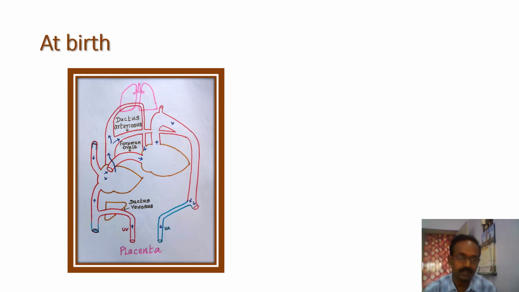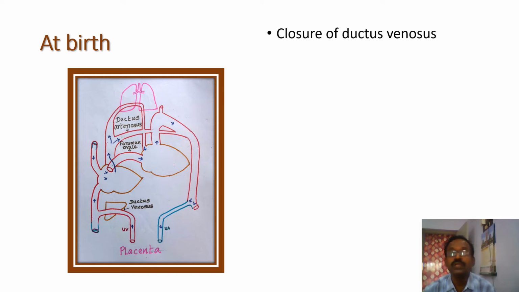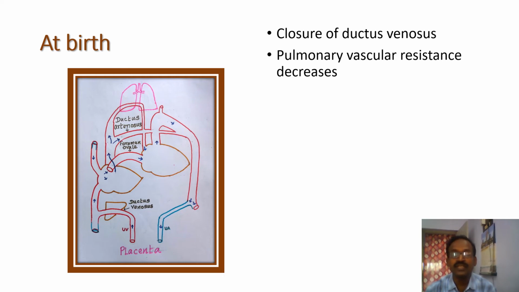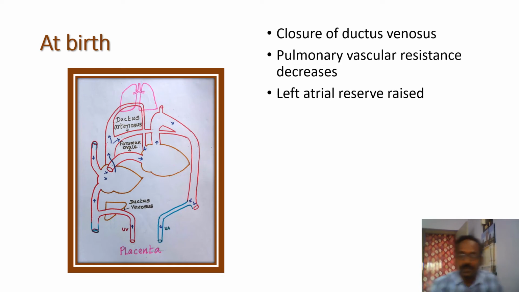Immediately after the birth, the ductus venosus is closed. So after cutting the umbilical cord, the pulmonary vascular resistance decreases. So it produces the expansion of the lung due to the stimulation of the respiratory center. Due to the decreased pulmonary vascular resistance, the left atrium receives more blood compared to the right atrium, and the left atrial pressure is raised.